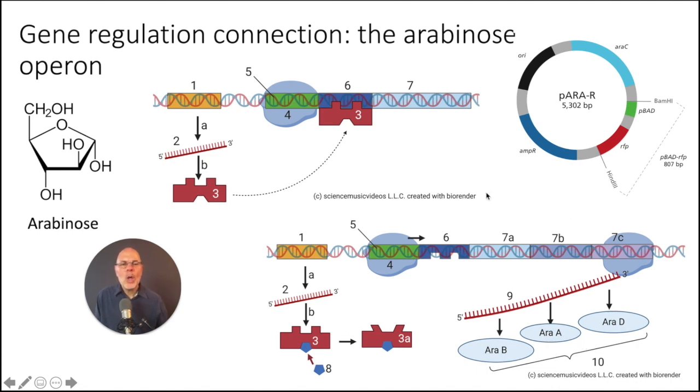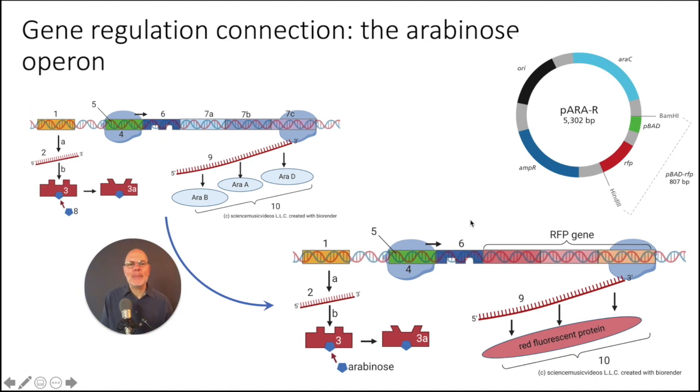Well, what we have in this lab is a little bit different, because in the pARA-R plasmid, what's happened is that the structural genes for arabinose digestion have been removed and replaced with the red fluorescent protein gene. So instead of this system over here that creates these enzymes for digesting arabinose, what we have is this. When there's arabinose in the environment, it'll bind with this arabinose regulatory protein. It'll cause this allosteric change. It won't be able to bind with the operator.